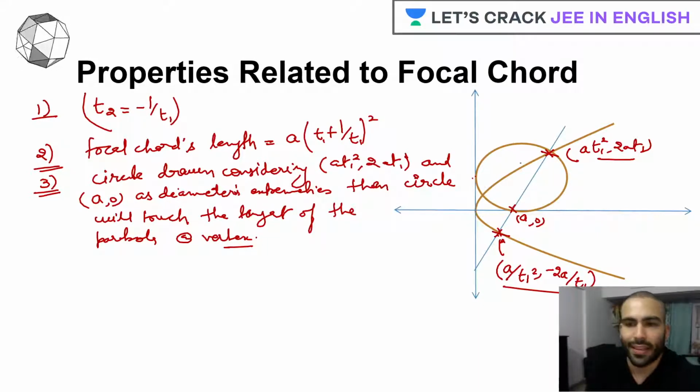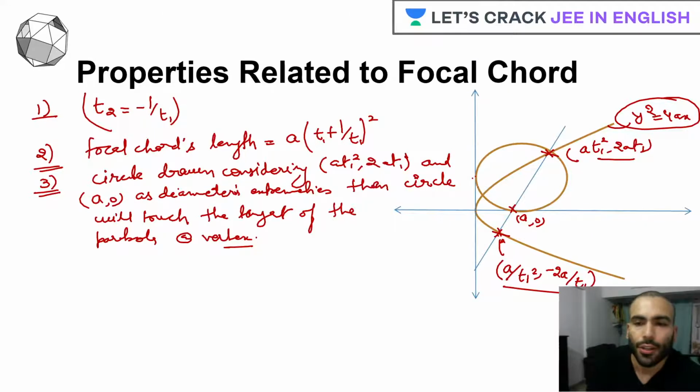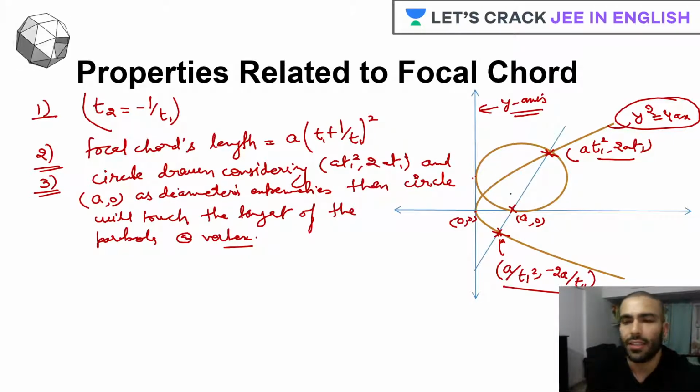Now, in this case, since we have the standard parabola y square is equal to 4ax, your vertex is the origin. So at the origin, the tangent is your y-axis. You can clearly see that this circle is touching the y-axis, which is the tangent of this parabola at its vertex, and that vertex is the origin 0, 0.